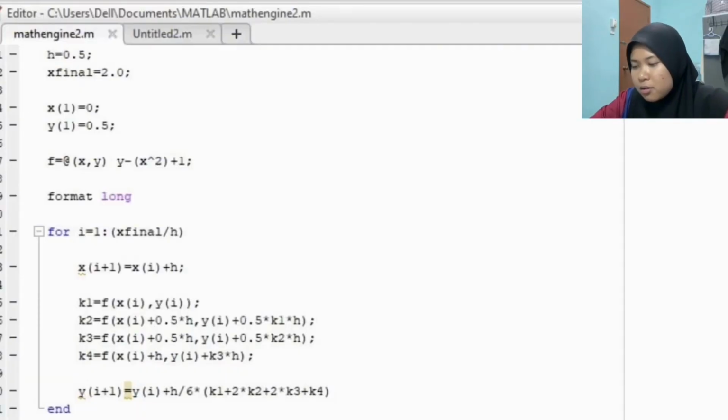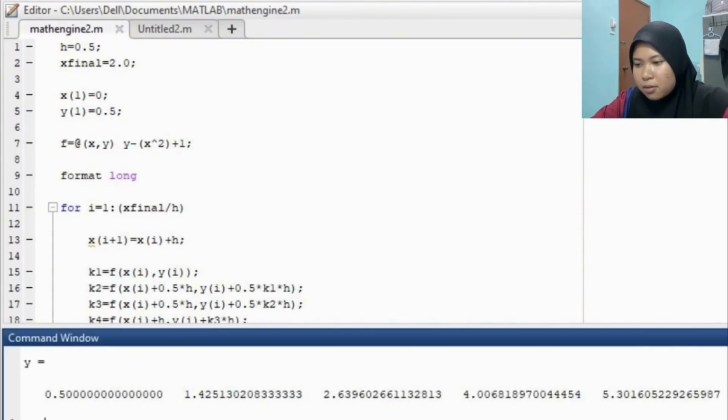To prove our calculated value of y0 until y4, we can check using MATLAB. The coding is like this. Then we need to run to check the answer of y0 until y4. From here, we can know if our calculated answer is correct or not. To proceed to the next step.